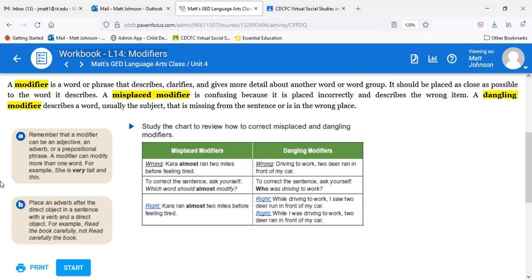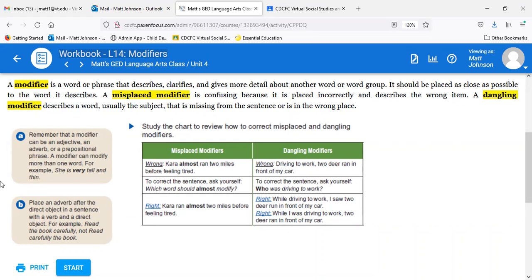Dangling modifier, right? So: Driving to work, 2 deer ran in front of my car. Were the deer driving to work? So to correct the sentence, ask yourself, who was driving to work? Okay, the deer weren't driving to work. That could confuse the reader. So here, there's a couple different ways you could solve that. While driving to work, I saw 2 deer run in front of my car. Or, while I was driving to work, 2 deer ran in front of my car.